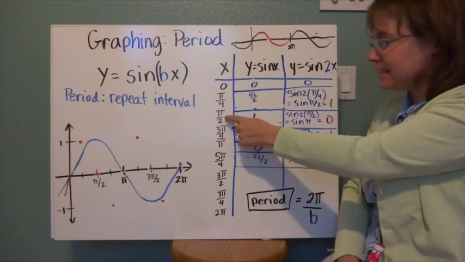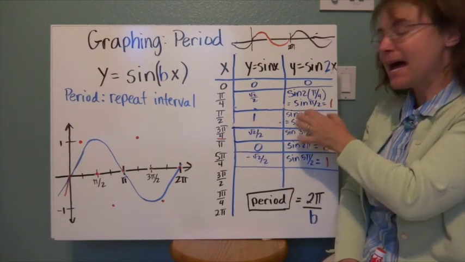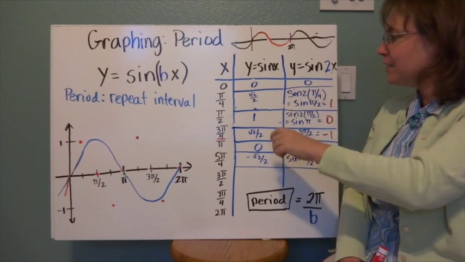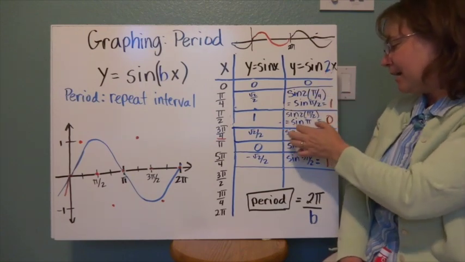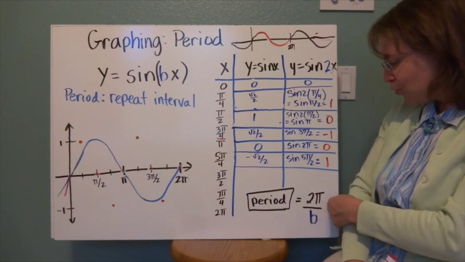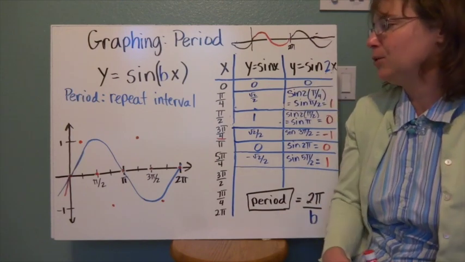So we can really see it right here when we have a pi over 2, and we have sine of 2 times pi over 2. We do that division because we're multiplying this on top, and we get sine of pi, which is just 0. So to find the period, I can just do 2 pi over whatever that value is.